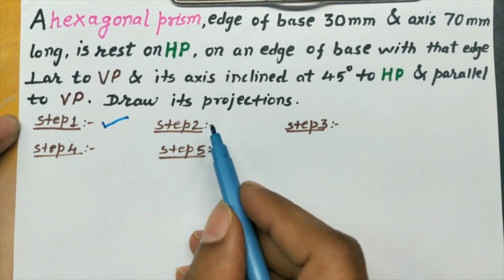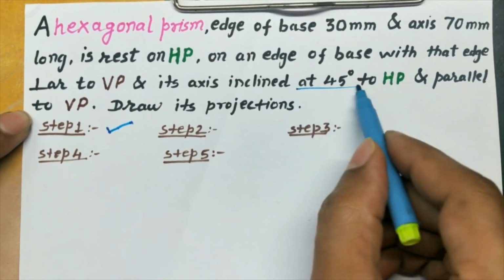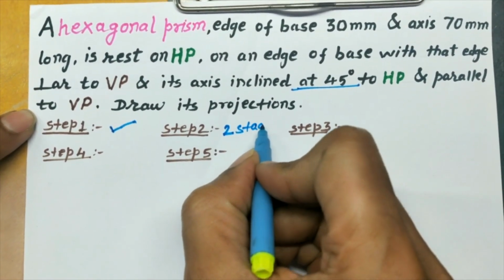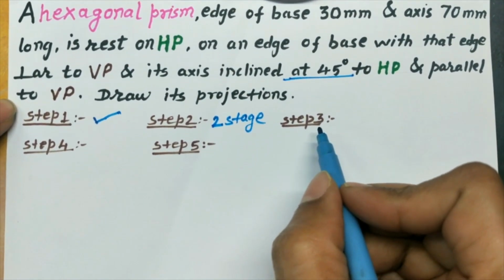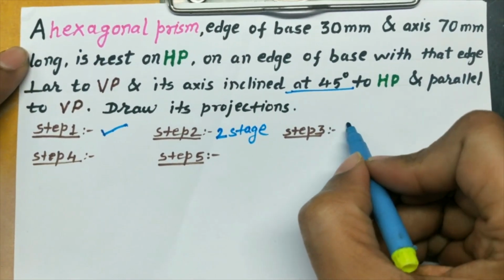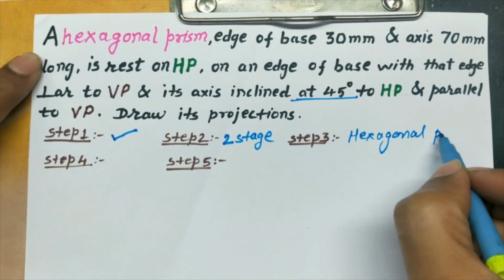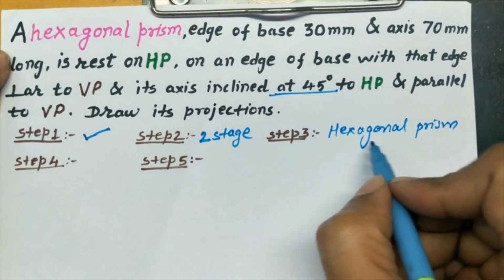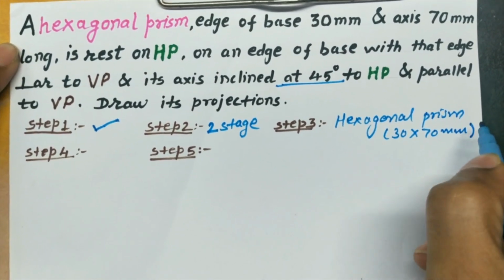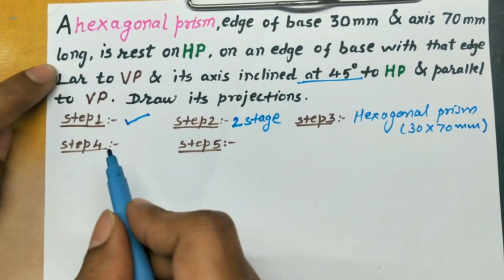The second step is to judge whether the problem is of one stage or two stage. See here, as the angle is already given, this is a problem of two stage. It is very clear. The third step is the name of the object. It is mentioned that it is a hexagon prism, and the size is given as 30 by 70 mm, which means 30 is the base and 70 is the axis. Now the fourth step is the position.